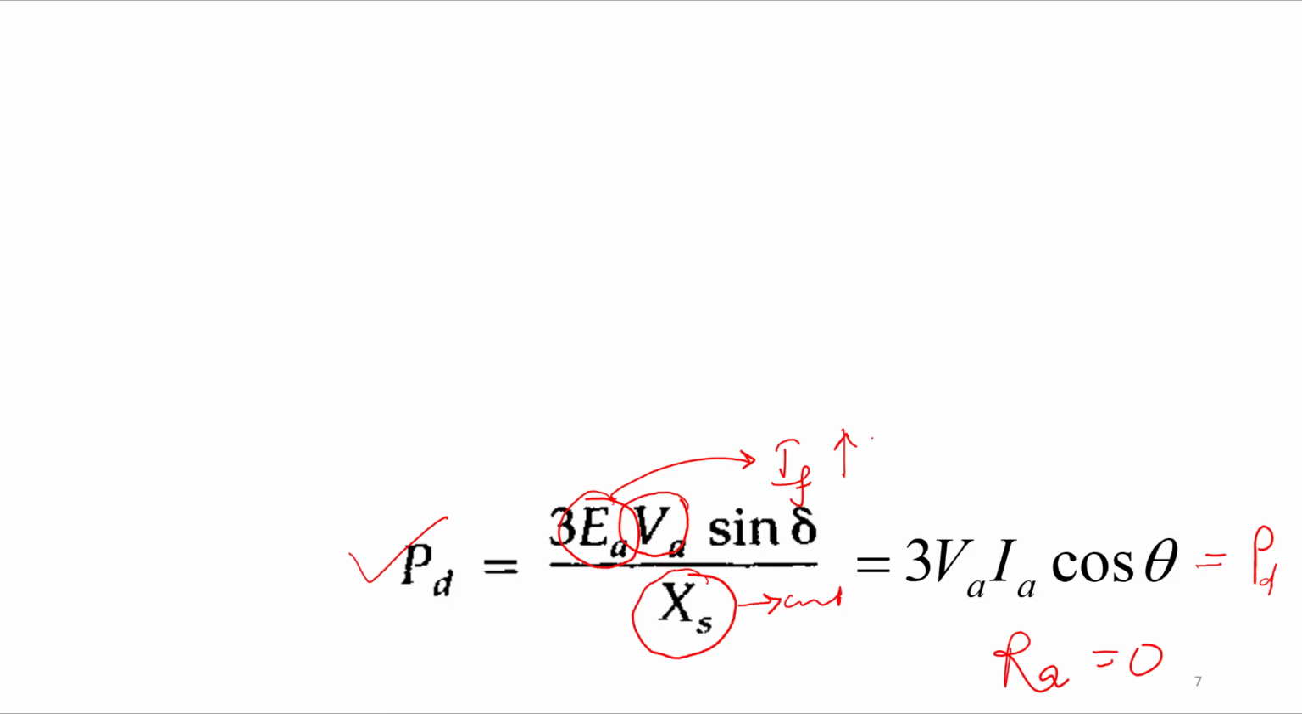Now we'll see the impact, what is happening in the generator, and that you have also done in your lab. Varying the IF, you measured the IA, and you plotted it, IA versus IF. What type of curve did you get? V curve, right?